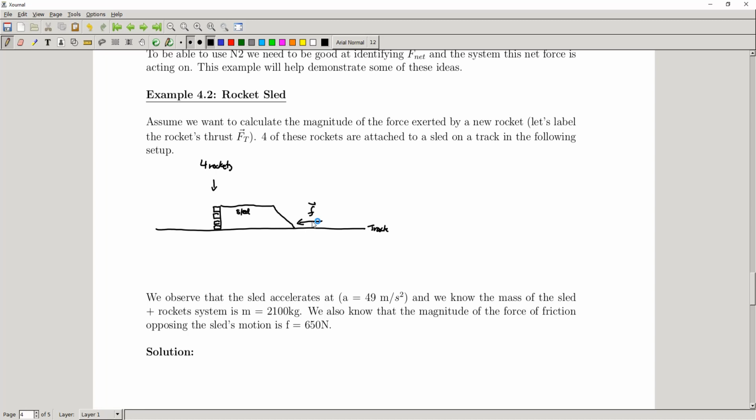Okay, so the way to do this, first what I would do is draw the forces directly onto our sled, and then we're going to develop a free body diagram.